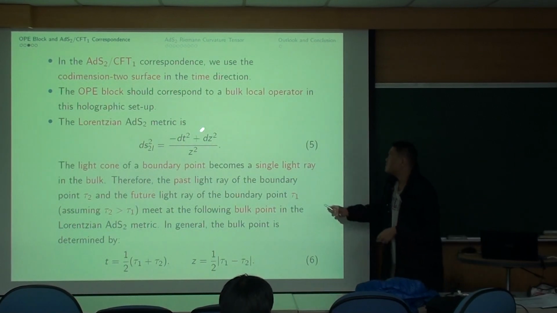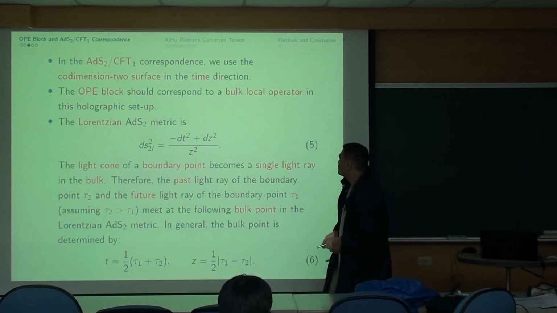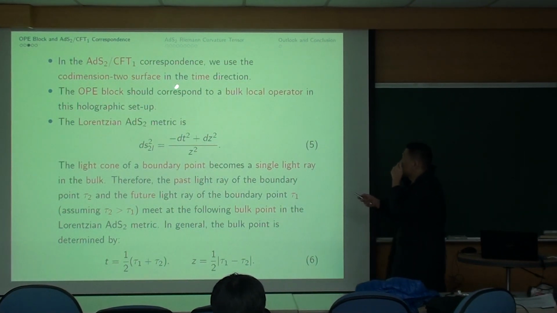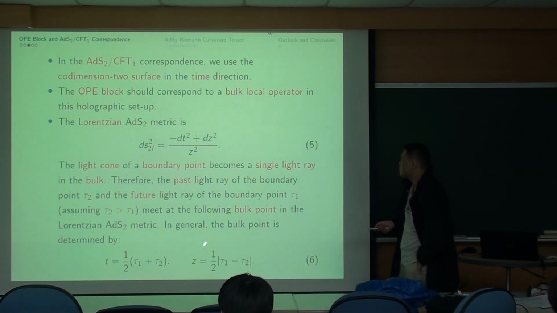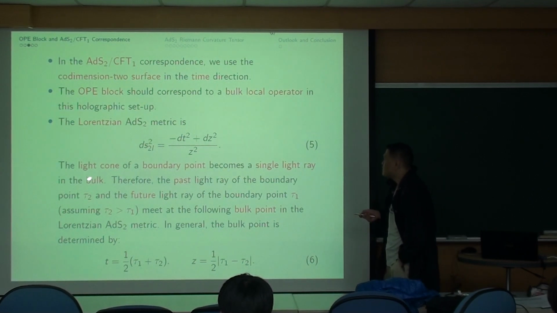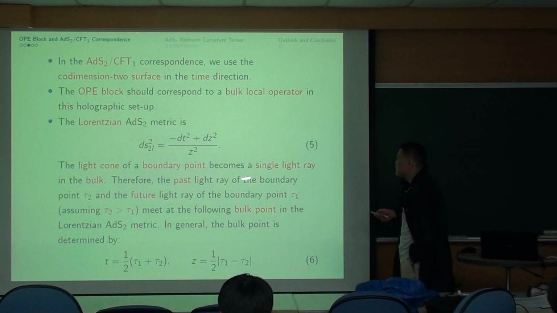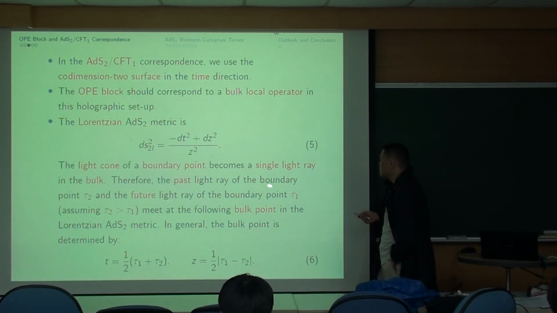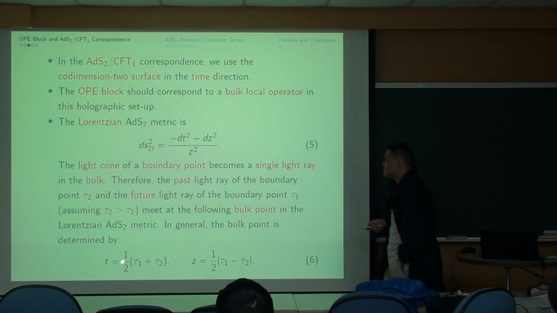And then we consider this kind of Lorentzian AdS2 metric. Because the extremal surface is just a point, we need to see how to determine this point. We use the light cone from the boundary point, and the light ray in the bulk passes the right-moving light ray of the boundary point tau 2, and the left-moving light ray of the boundary point tau 1, meeting at the bulk point, T and D. T is a bulk time, and D is a bulk spatial direction.